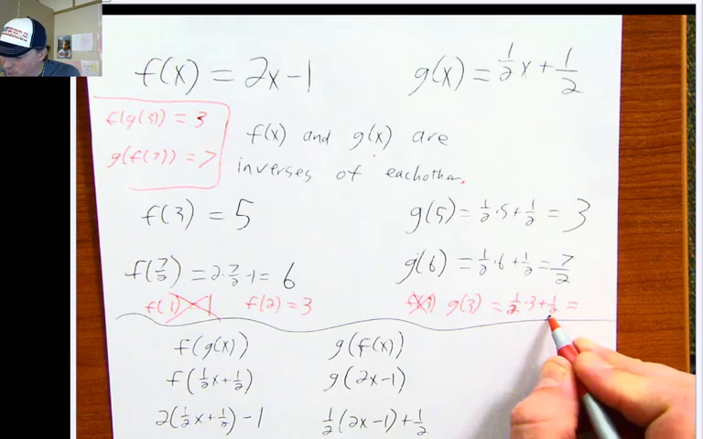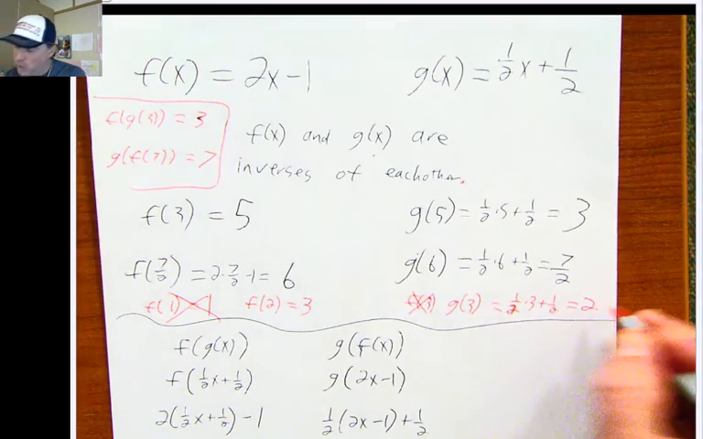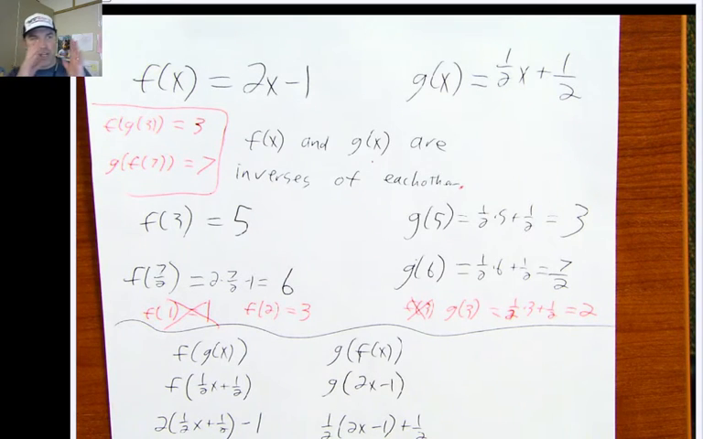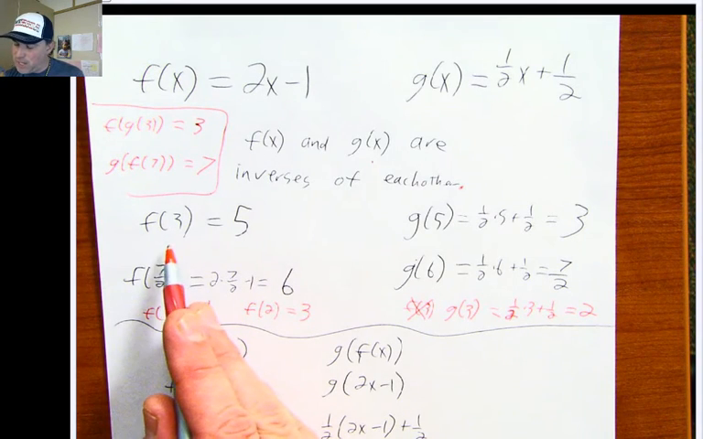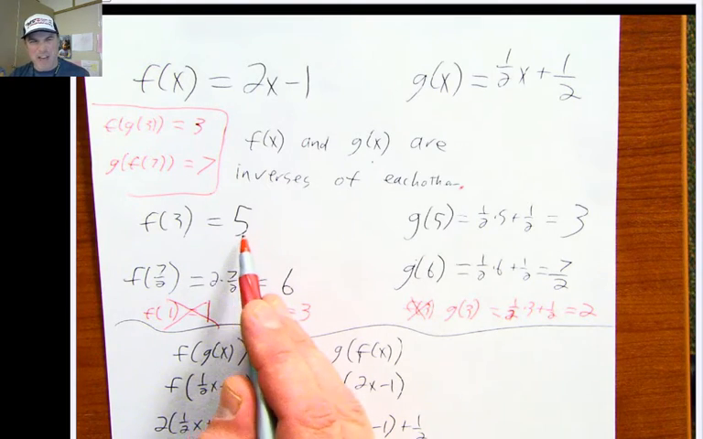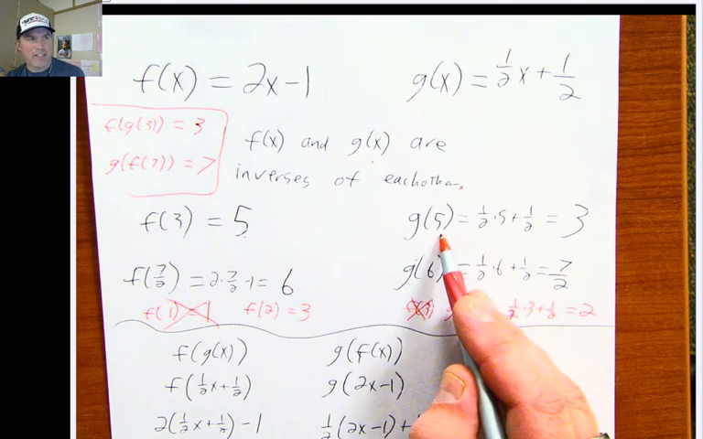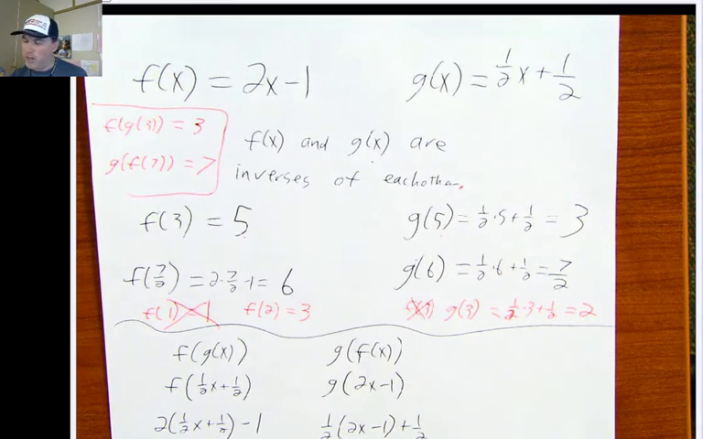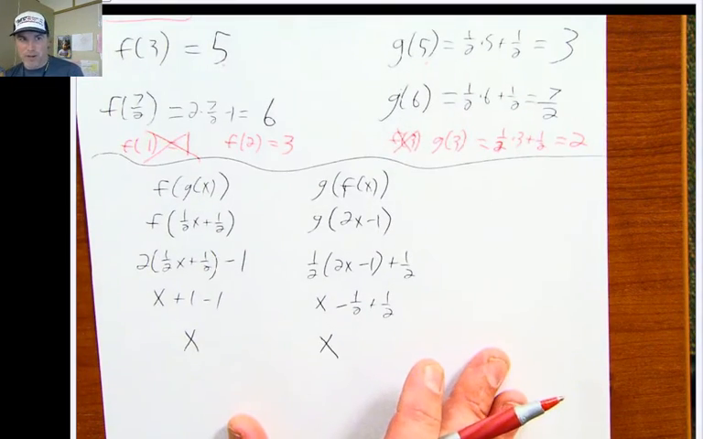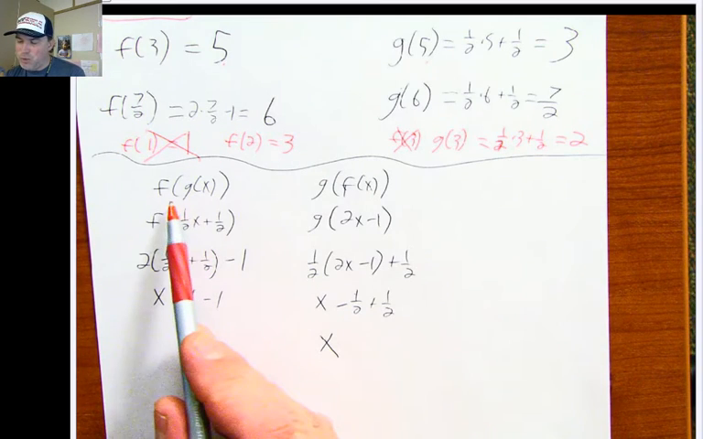3/2 plus 1/2 is 2, so g of 3 is 2. So all of the x values of the f are the y values of the g, or all the y values of the f are all the x values of the g. Those are inverses.